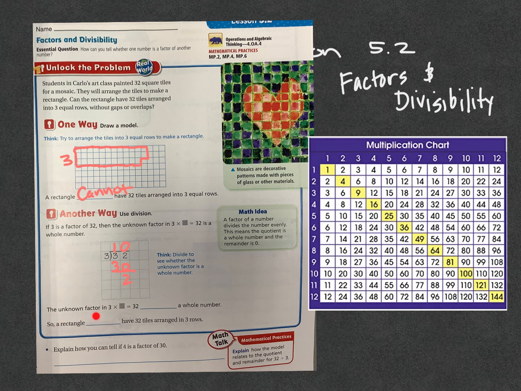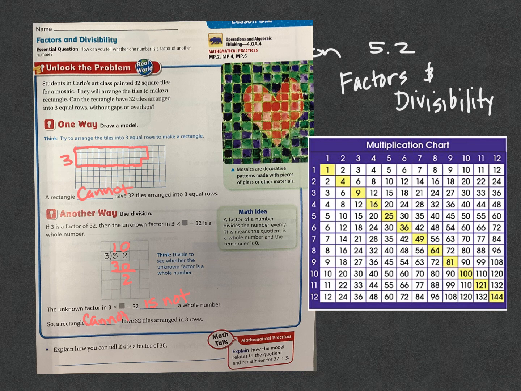So the unknown factor in 3 times blank equals 32 is not a whole number. We ended up with remainders. Those end up becoming fractions or decimals later as we get further into our math, but it's not a whole number. So the rectangle cannot have 32 tiles arranged in 3 rows.